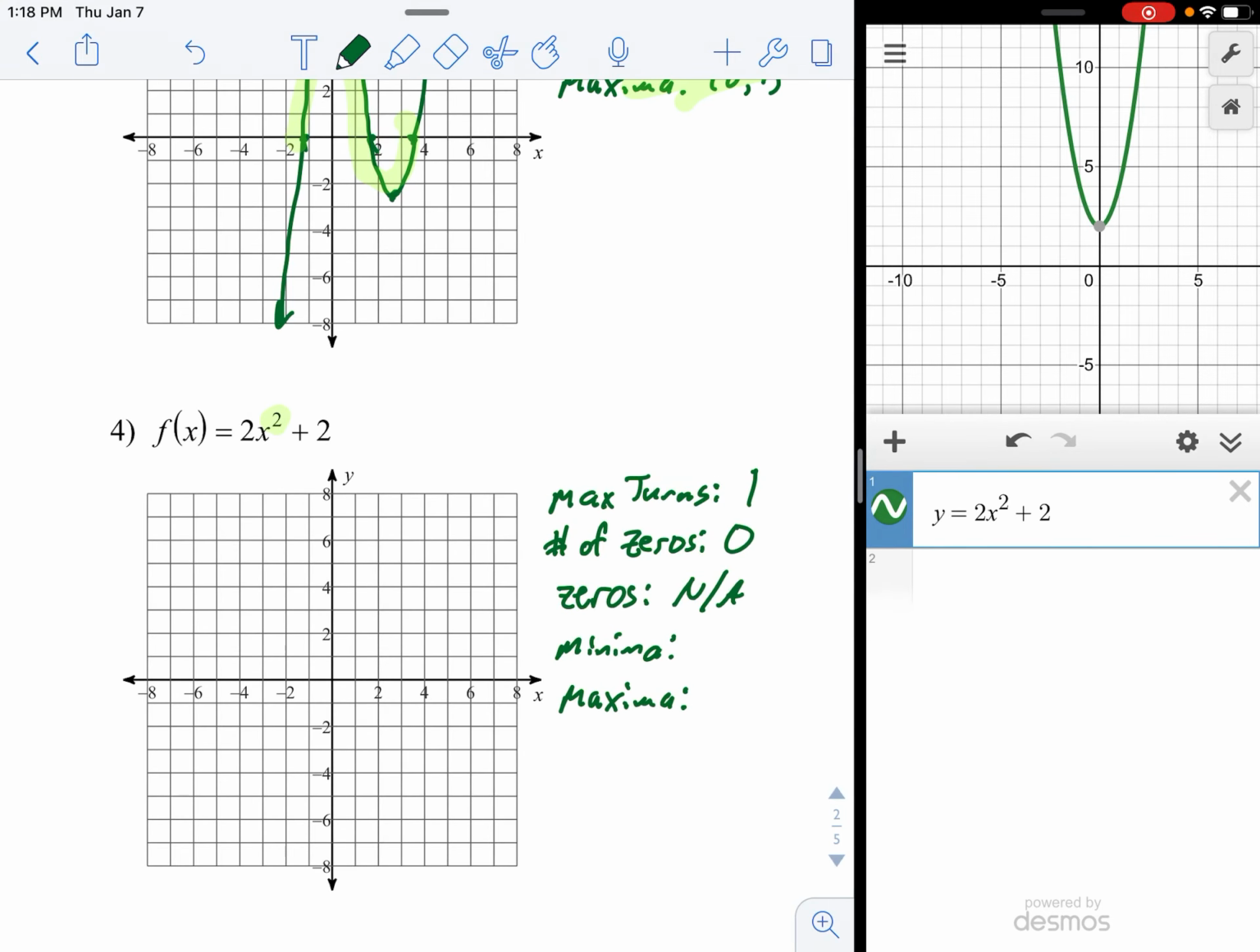Not applicable. If there are none, we can't tell what they are. Minima, is there a minimum value here? Yeah, the vertex of that parabola is the point 0,2. That's the lowest point. That's called the minimum.